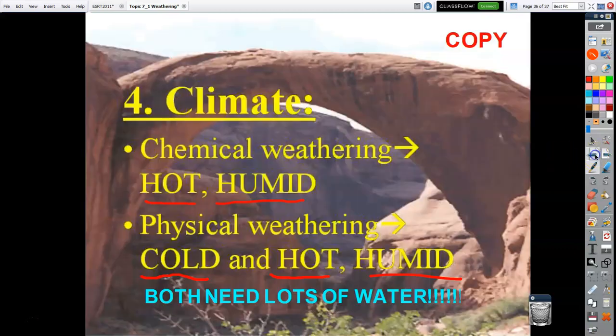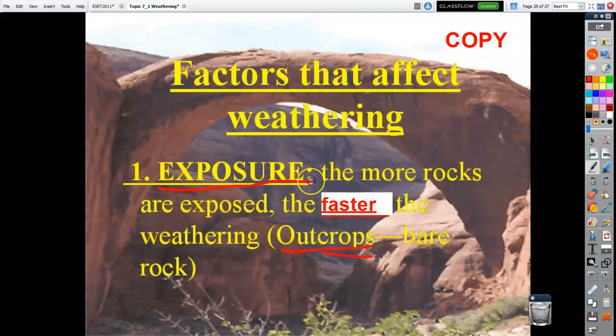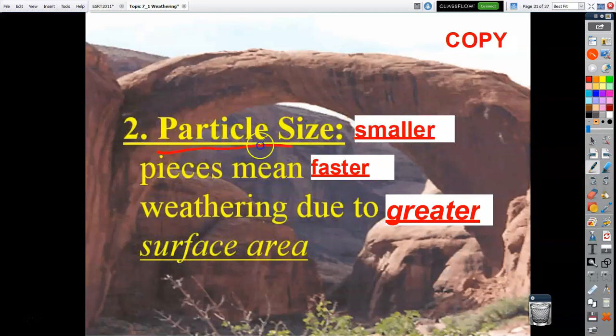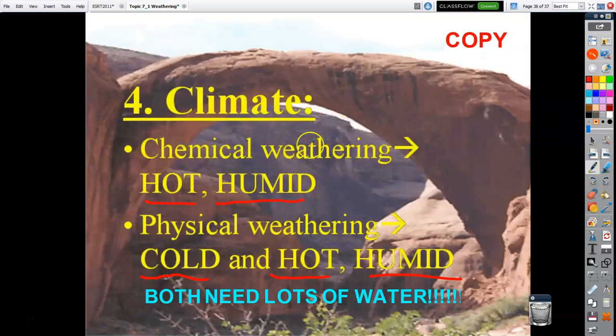So I'm just going to quickly go back and again show you the four things. So you've got exposure, right? Rocks that are at the surface are going to weather faster. You've got particle size. Smaller sizes will weather faster than large pieces because of greater surface area. That's the reason why. You've got composition. Rocks that are made of harder materials are going to be more resistant. Rocks made of soft materials are going to weather quicker. And then you've got the climate type. Hot and humid creates chemical weathering. Cold and hot, freeze thaw with, again, humid creates physical. Both times you need water. Always need water for both. And that is that.